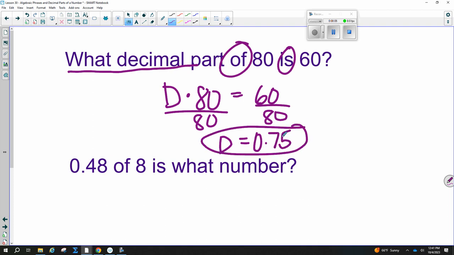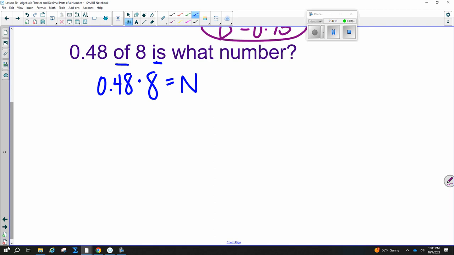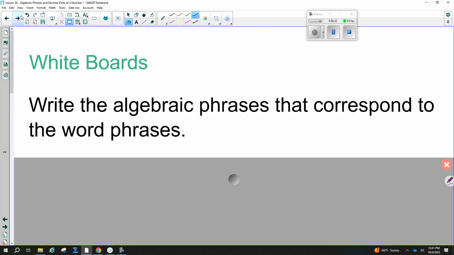All right, and then I've got 0.48 of means multiply, 8 is what number? And we would multiply those out to get your answer, okay? Everybody good? Okay, let's try these and see how it goes.